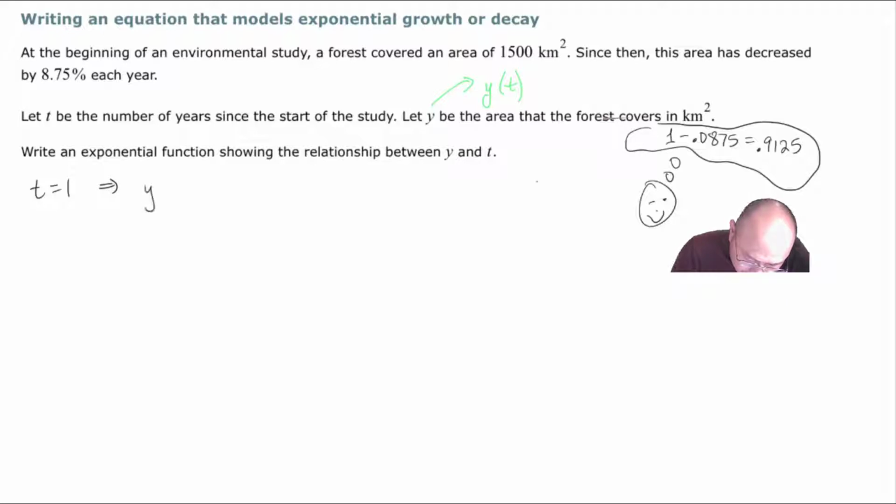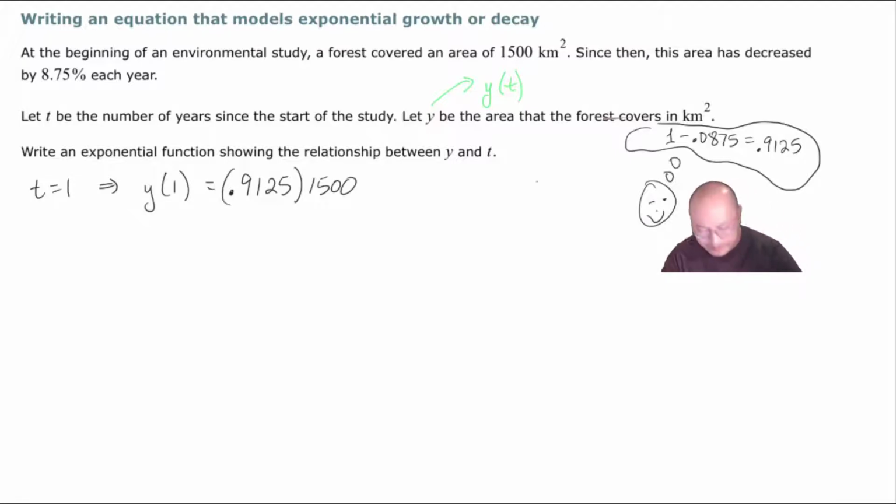So after 1 year, when T is 1 year, how much forest do we get? Well, we get Y of 1 is now equal to the decimal 0.9125 of 1,500. What do you think happens when 2 years go by?